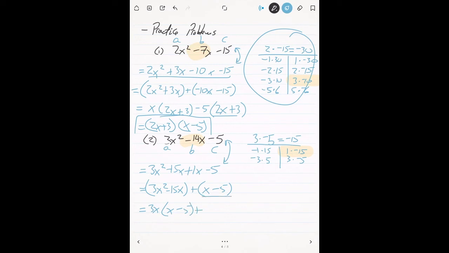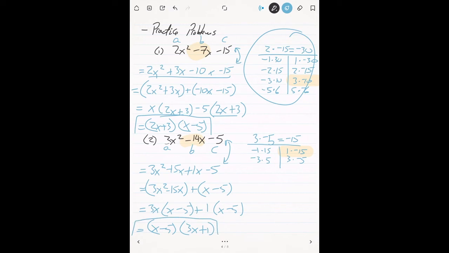Take a look at this group, x minus 5. There really isn't a GCF in there, is there? There are no factors that they have in common. So I guess you could say the only factor they have in common is a 1. Well, okay. And again, we have that common binomial, x minus 5. So if we factor that out, we're left with a 3x and a 1.